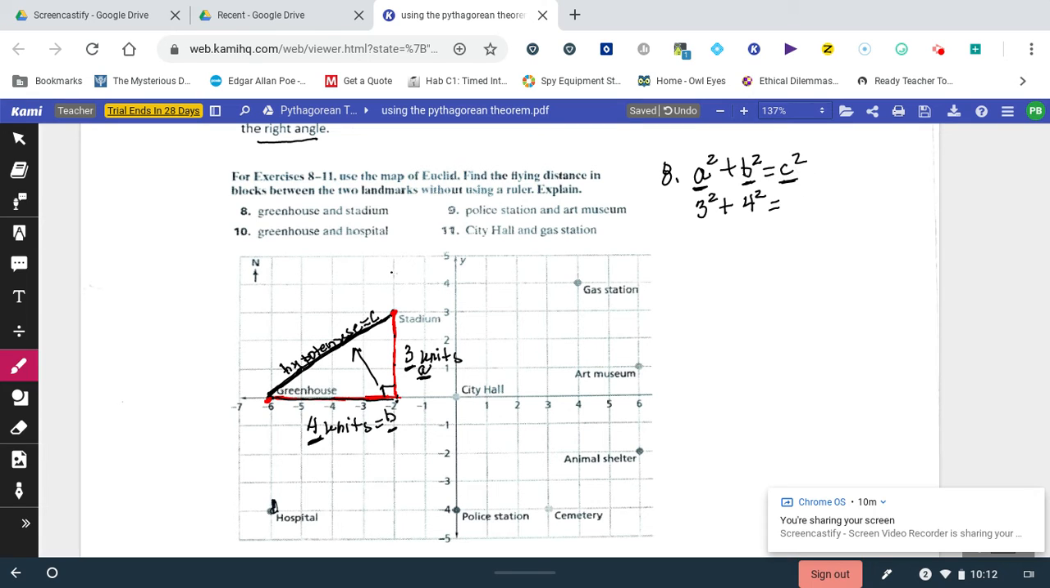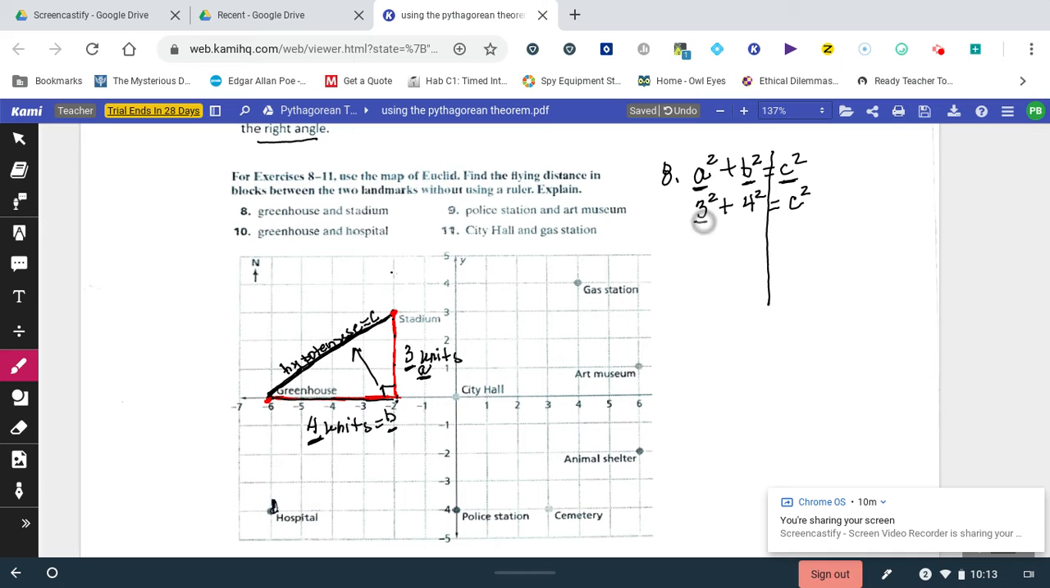What is C? Well, we don't know it. It's our unknown. That's the distance from the greenhouse to the stadium. That's what C represents. There's no number there for it. All you do is just follow through and square each one.